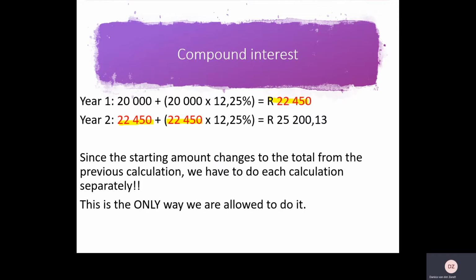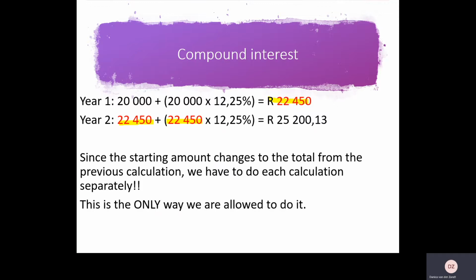200.13 plus 200.13 times 12.25, shift bracket, give me the percent. That is 28,000... 287 rand and 15 cents. So it's 14593. Money is rounded to 2 decimal places, so it's 15.